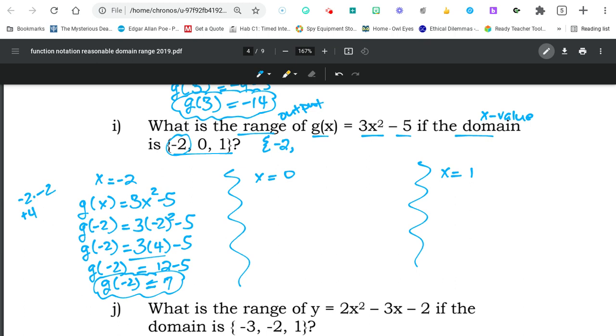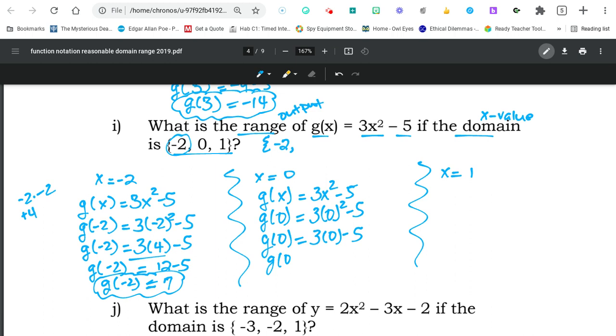So I'm going to start off with an x of 0. So replace x with 0. 0 times 0 is 0. So you're going to end with 3 times 0 minus 5. And anything times 0 is 0. And 0 minus 5 is just negative 5. So I have another range value of negative 5.